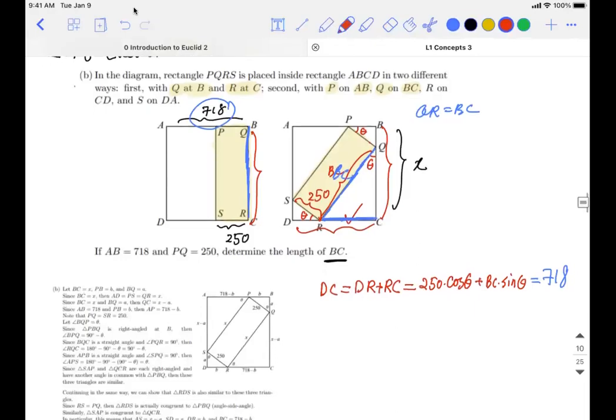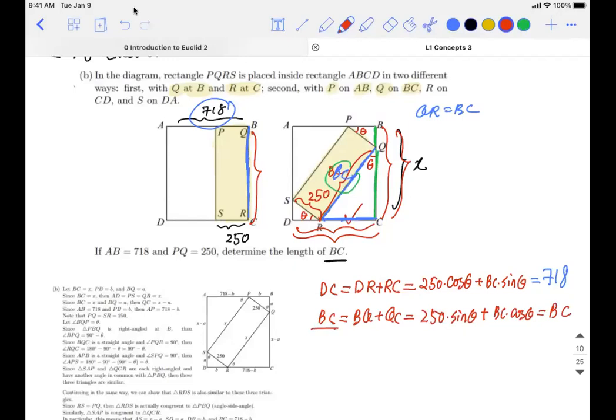Second part. I have already done the math for DC, so I'm going to do the same thing for BC. I only have 2 sides, so I only have 2 positions for the equations. BC equals BQ plus QC. BQ will be PQ times sine theta, and PQ is the same as SR, which is 250, plus QC. QC will be BC times cosine theta. This guy equals BC. You have one equation: 250 cosine theta plus BC sine theta equals 780. Second equation: 250 sine theta plus BC cosine theta equals BC.